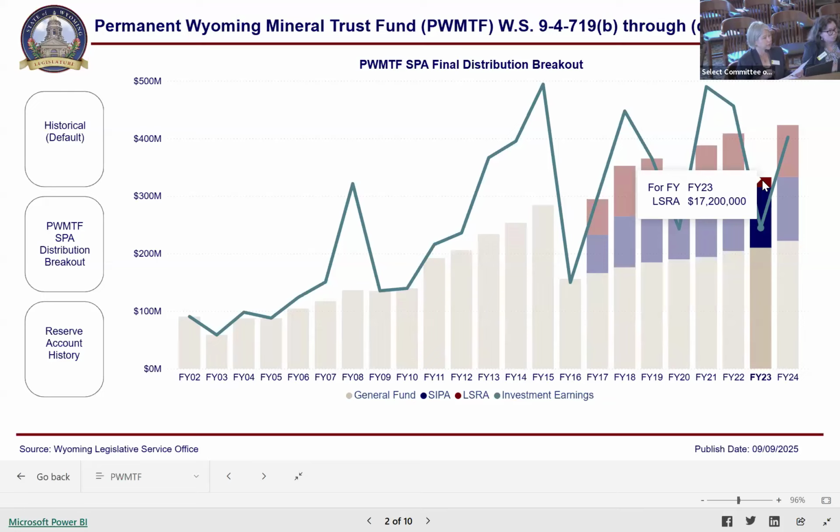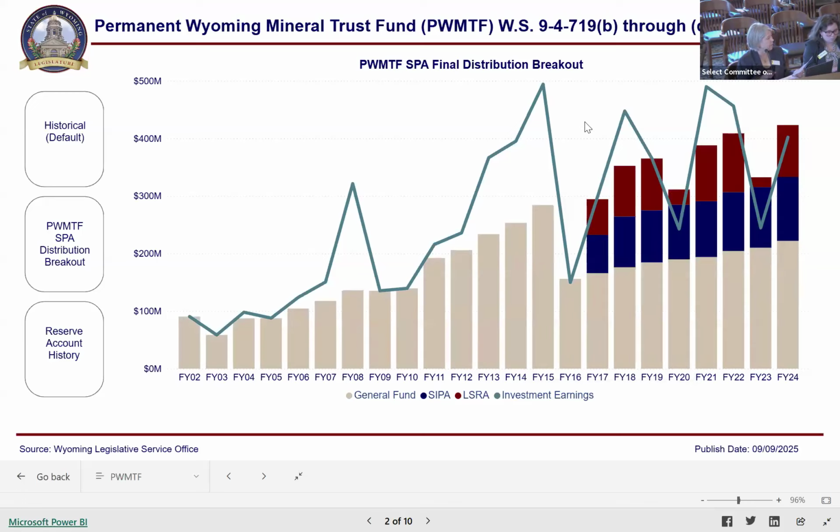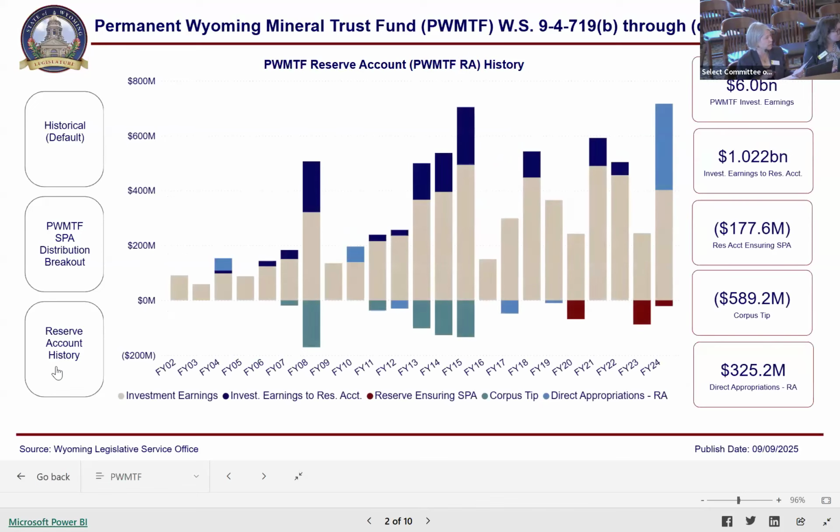So the LISRA got 17.2 million, and then the SIPA is insured or guaranteed by the reserve account to get 1.25%. So the first 17.2 million came from investment earnings over 2.5%, and then the rest was backfilled by the reserve account. And so that's just an example of that. The next tab on the left you can go to is a picture of everything that's gone in or out of the reserve accounts since inception. And you've got cards along the right-hand side that tally up for you those amounts.